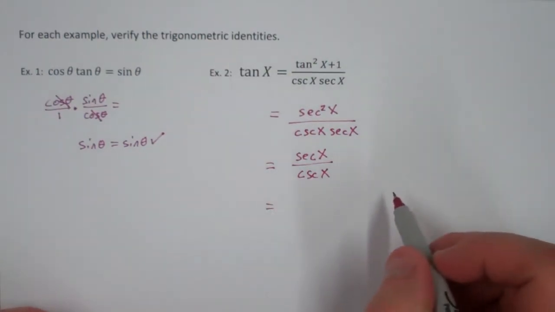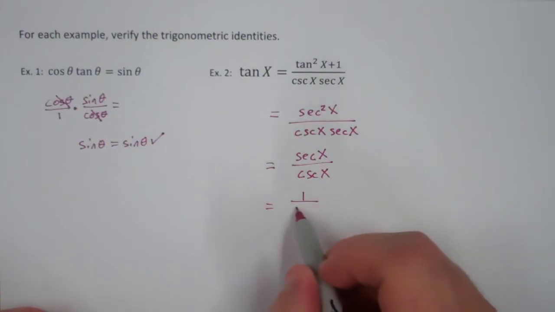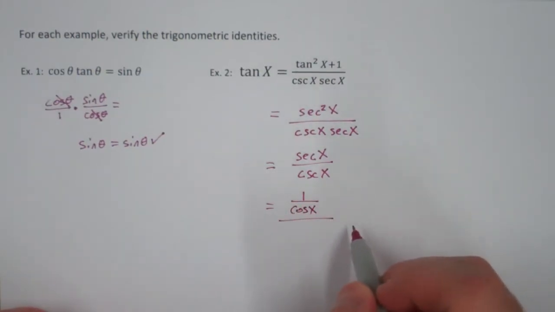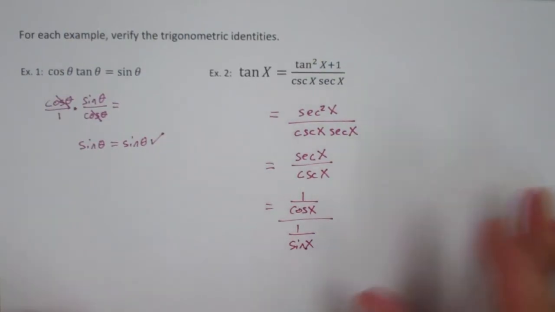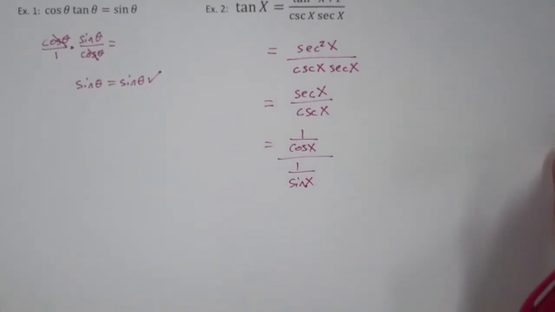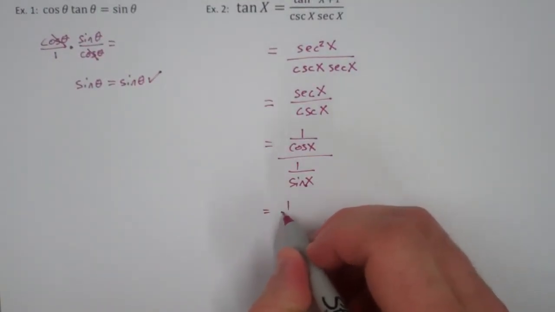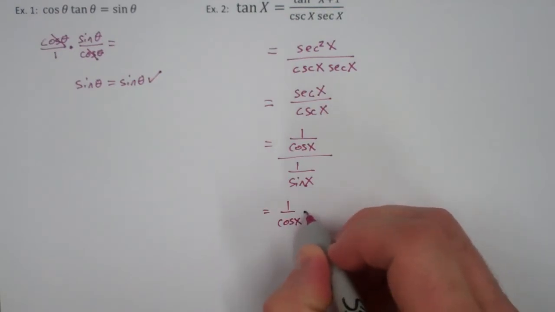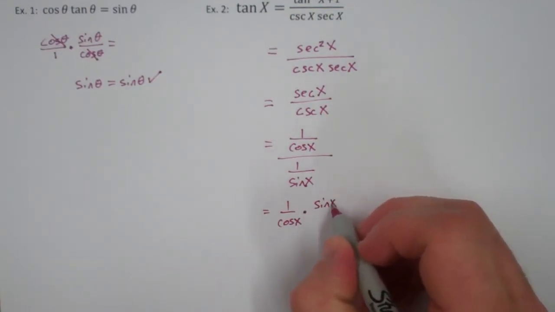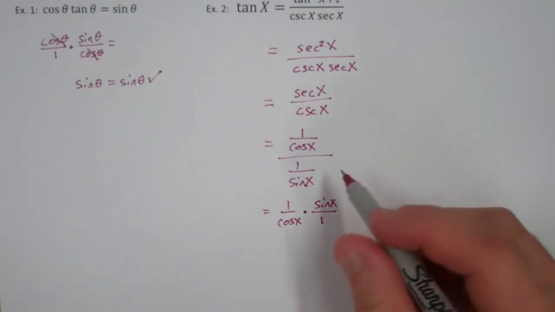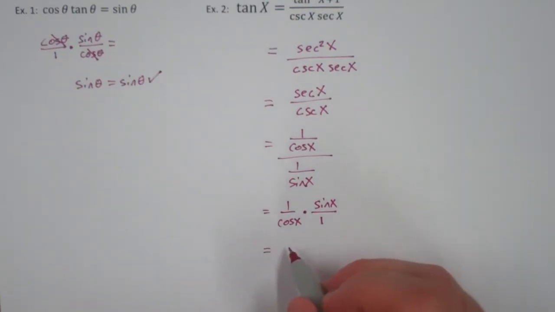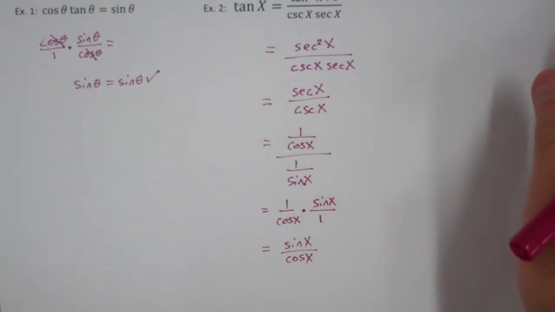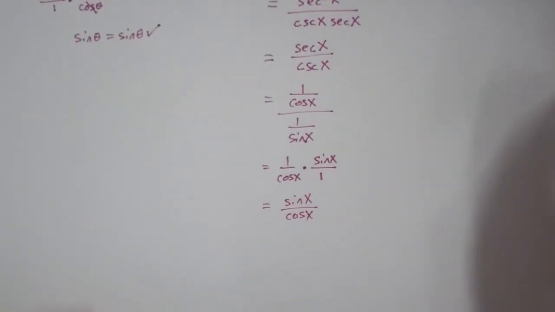The next thing I think I'm going to try to do is change everything into sines and cosines. So the secant of x is 1 over the cosine, and the cosecant is 1 over the sine. If we continue with this example, 1 over the cosine times the reciprocal of 1 over sine x, which is sine x over 1, is how we could change this complex fraction into just multiplication. You'll notice then that the sine of x over cosine of x is totally the tangent of x.